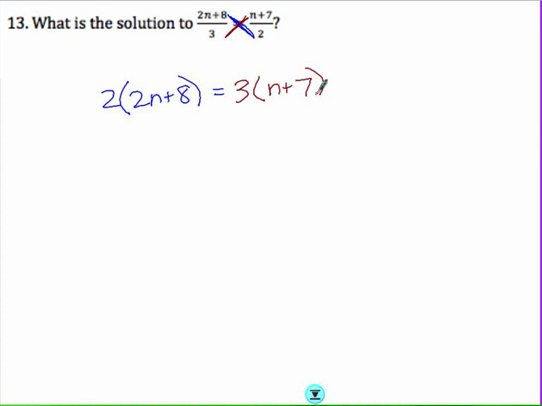In this case, distribute. So 2 times 2n is 4n. 2 times 8 is 16. 3 times n is 3n. 3 times 7 is 21.